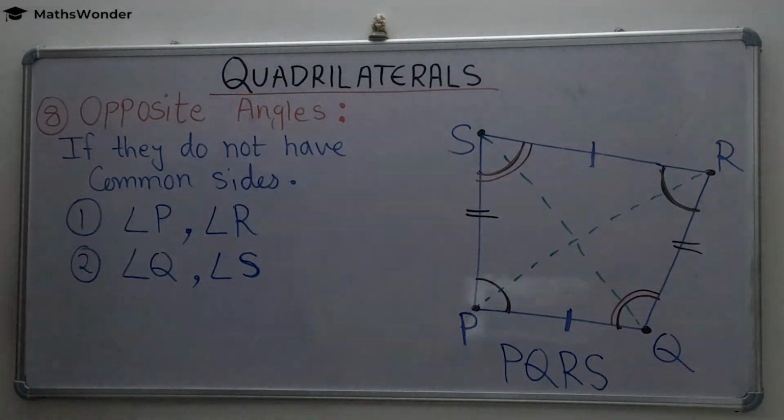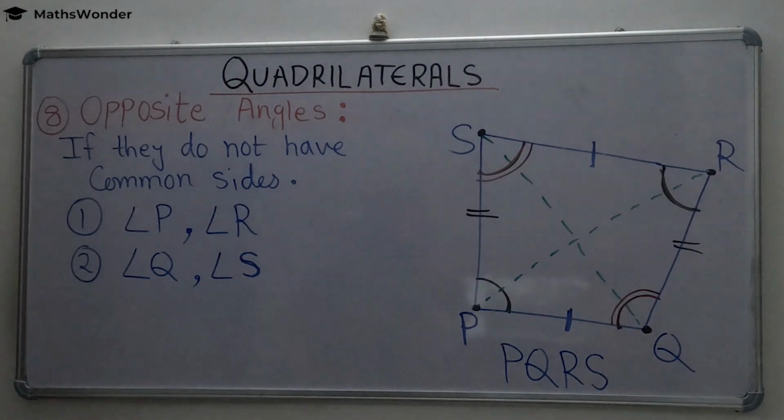Understood the concept? All the 8 elements. First we have covered vertices, second sides, third angles, fourth diagonals, fifth adjacent sides, sixth opposite sides, seventh adjacent angles, and then opposite angles. So total 8 elements we have covered. Now we will understand the types of quadrilaterals.